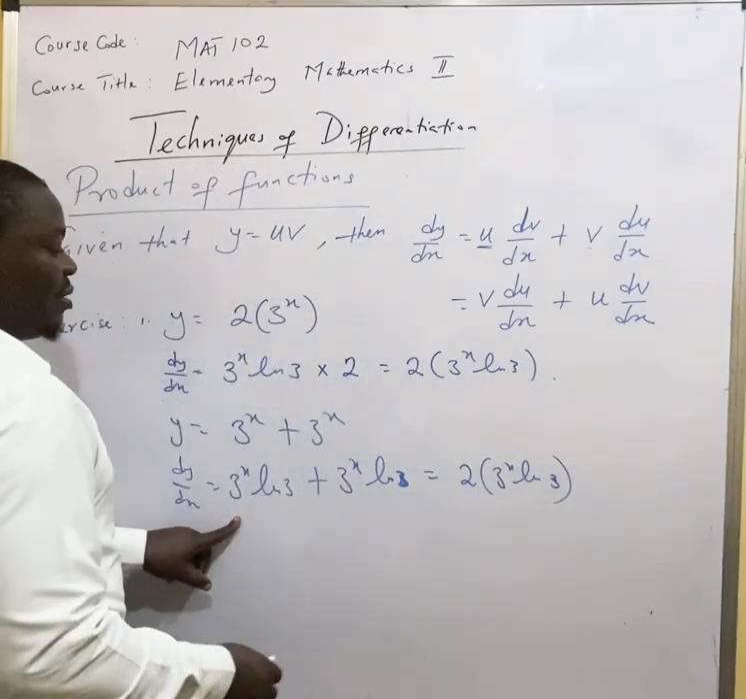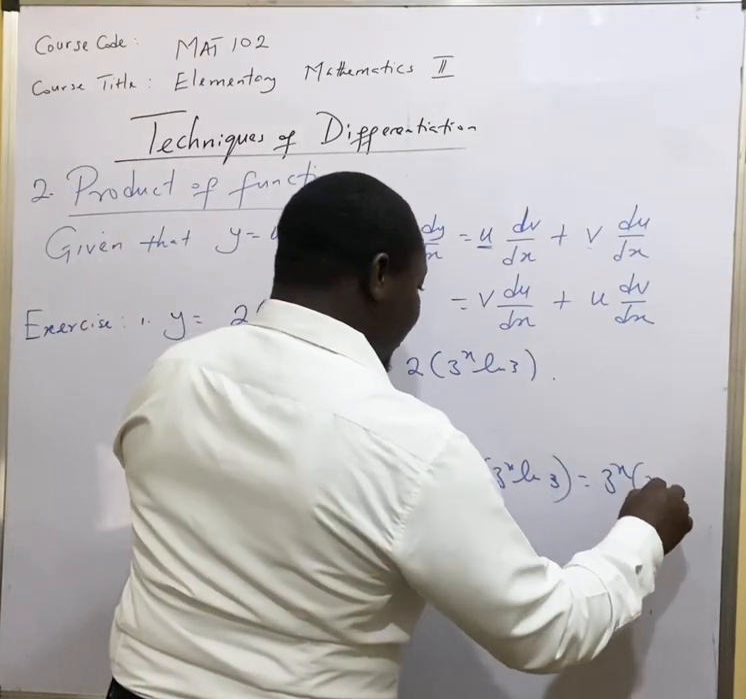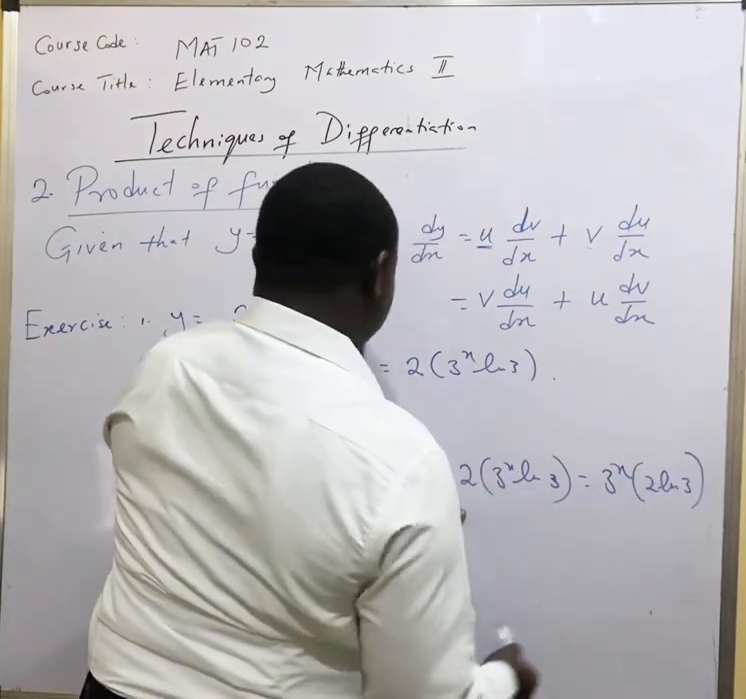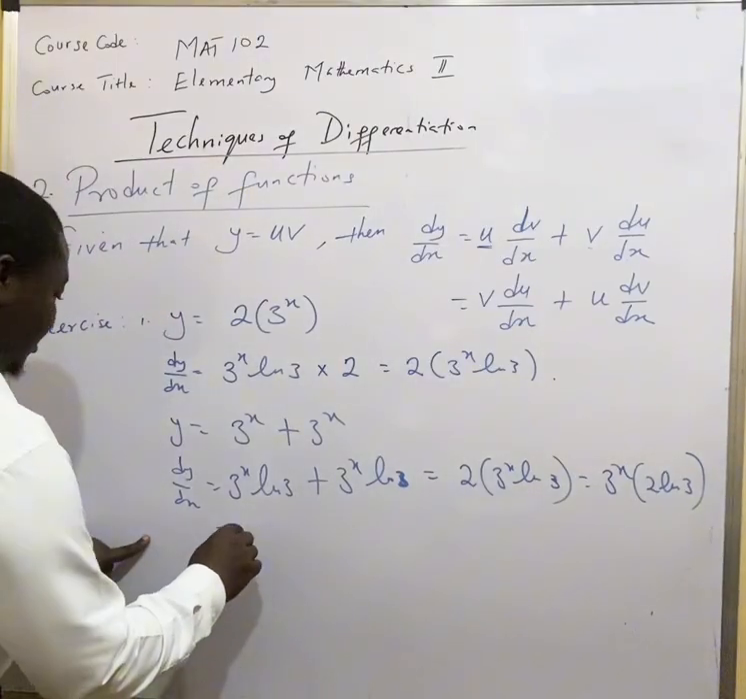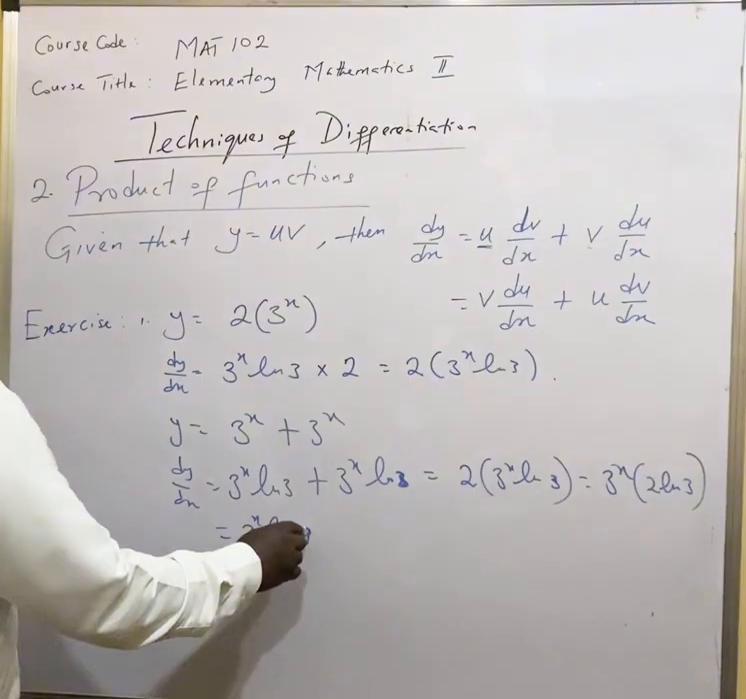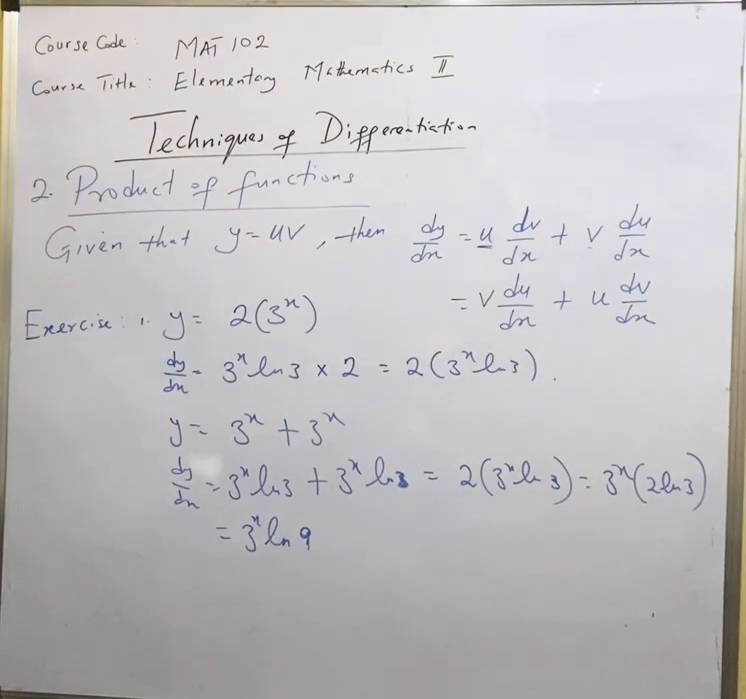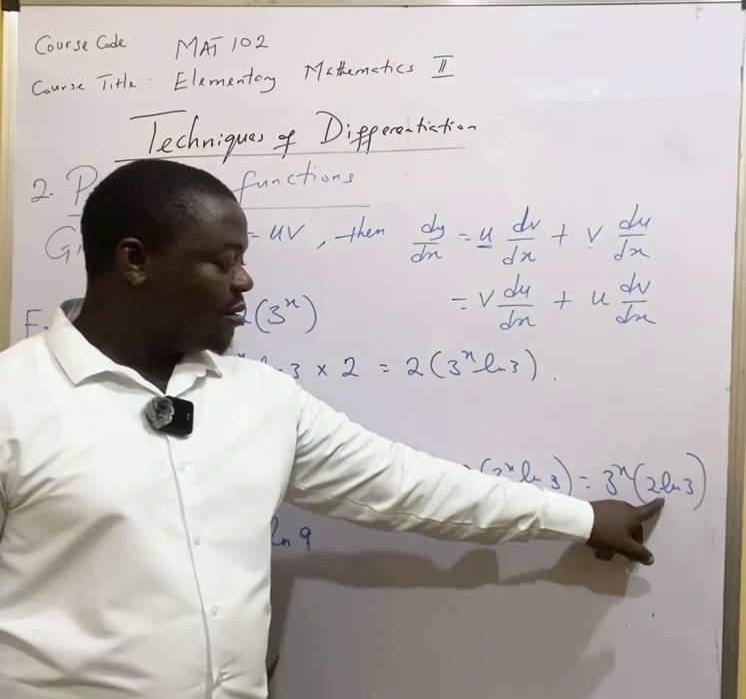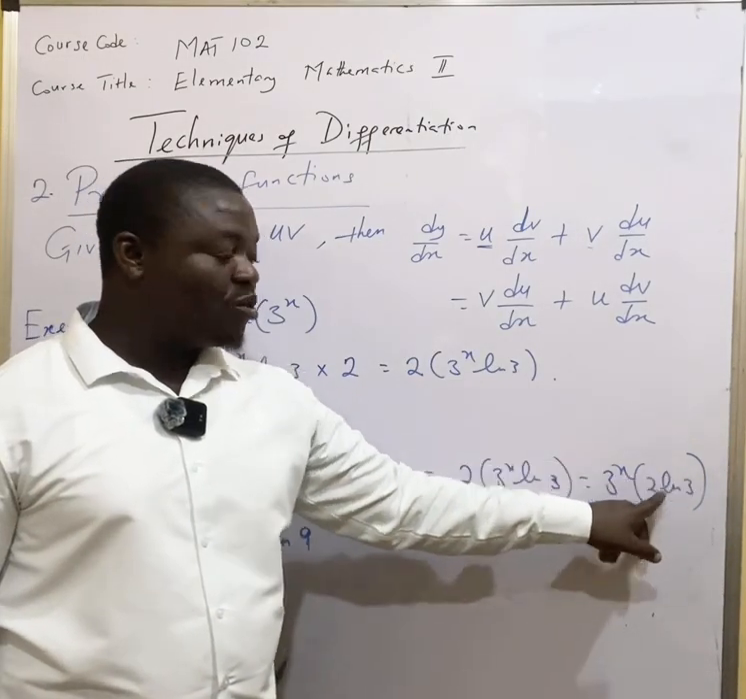And you can look at it this way as 3 raised by x open bracket 2 ln 3. And you can look at it this way as 3 raised by x ln 9. So we have applied the law of logarithms there, and that's why we're having 3 raised by x ln 9. Is that clear? This is the same as ln 3 raised by 2.